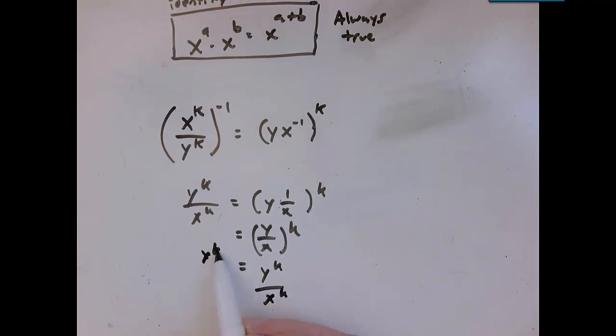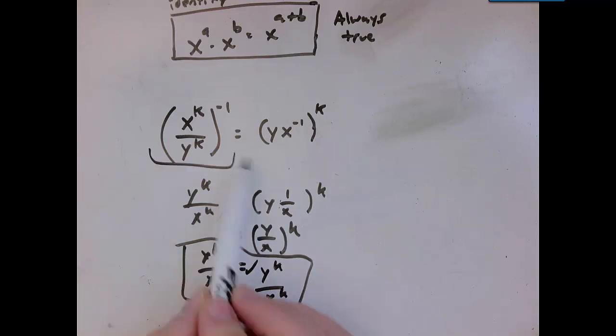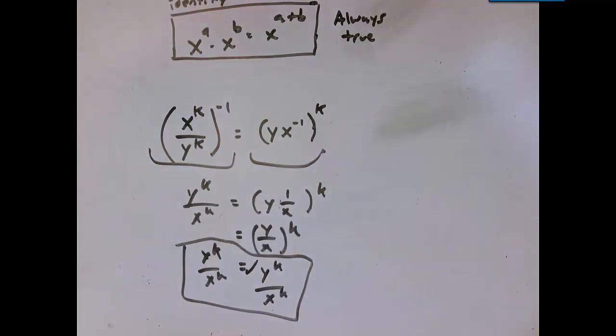On the left-hand side and the right-hand side, whoa, got a little slanty there. So on both sides, I've got y to the k over x to the k, and so now I can see, obviously, that this is the same no matter what, because both these expressions are really just different forms of the same thing. So that's how you can demonstrate that an identity is true.